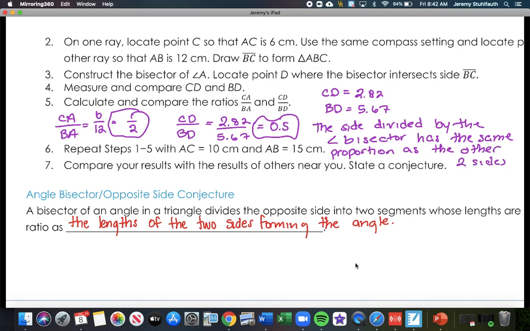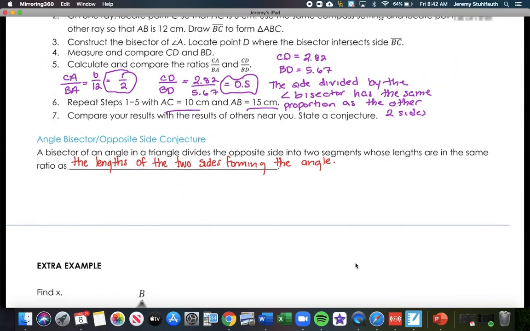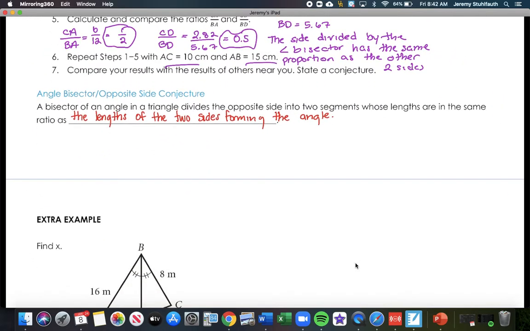If we did this for another triangle with lengths of 10 and 15, we won't do that, but we would notice that the same thing occurs. So that leads us to being able to say that there's a relationship between the angle bisector and the opposite side in similar triangles. An angle bisector in a triangle divides the opposite side into two segments whose lengths are in the same ratio as the lengths of the two sides forming the angle.